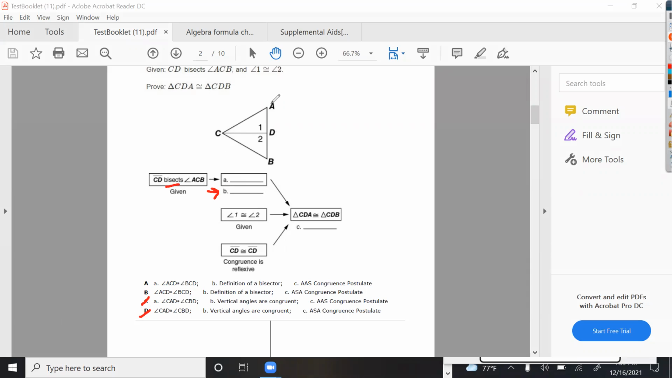So if CD bisects angle ACB, that means it's going to make angle ACD congruent to angle BCD. So those say the same thing. So check, check, check, check. Well, we also know that angles 1 and 2 are congruent, so that's a given. That's a double arc, but it doesn't look like it. And the last thing we use is the reflexive property. So we proved this by angle, side, angle. So this is going to be answer choice B.